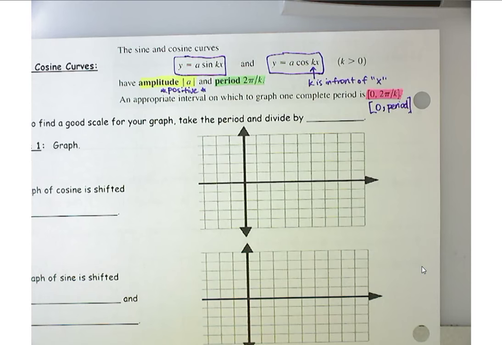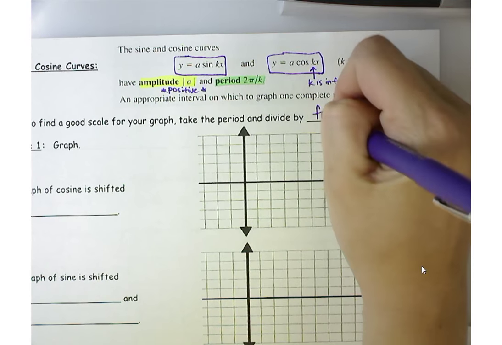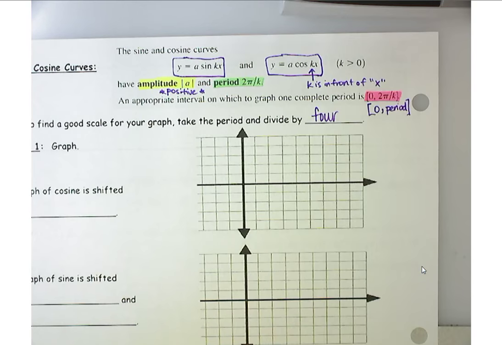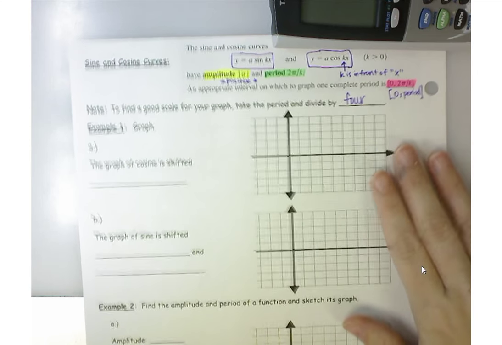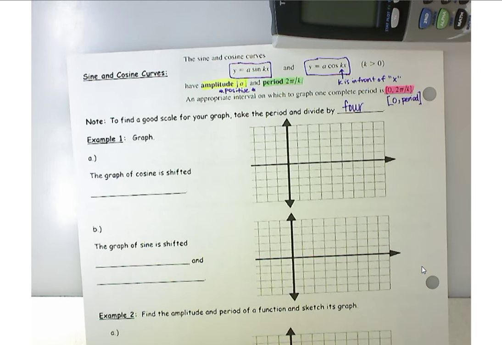Now, to find a good scale for your graph, you can always take the period and divide by 4. Okay, that's nice. It divides it up into quarters. Can you think about maybe why that would be nice? Thinking of the unit circle. So remember how earlier Mitch was saying how we went by pi over 2? Pi over 2 is a quarter of the circle. Okay, so we'll work through that together. So like I said, this is going to take some practice, and that's fine.